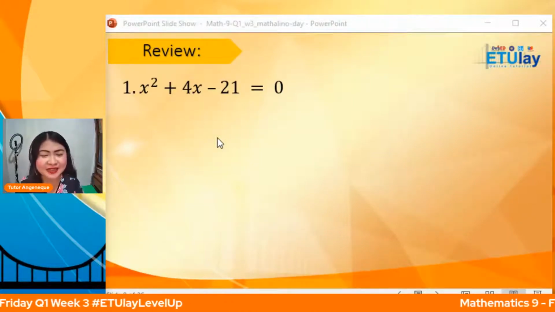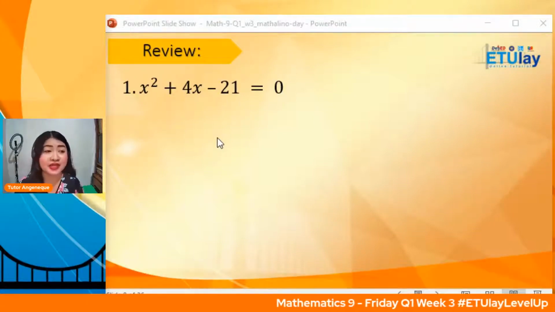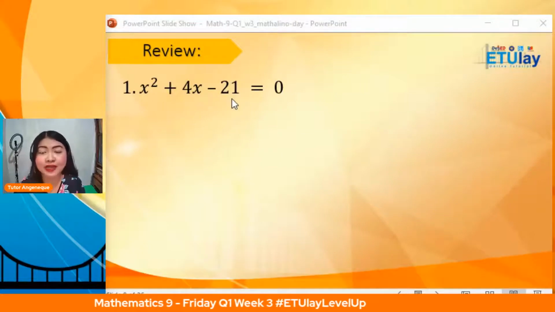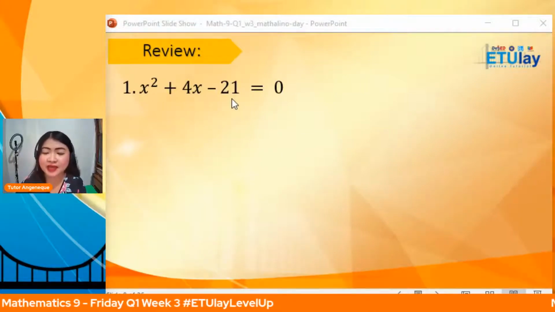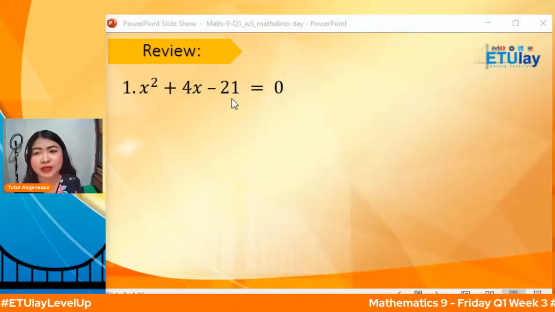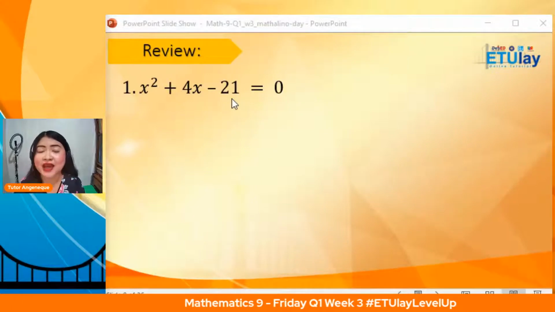Tama ka rin, Cyrus Sugitan. Alright, yes, Harvey. Factoring is one of the ways. Okay, kung napapansin nyo, yung 21, factorable siya. And then, if you can find factors of negative 21 which has a sum of positive 4, then you can use a factoring method. Yes.